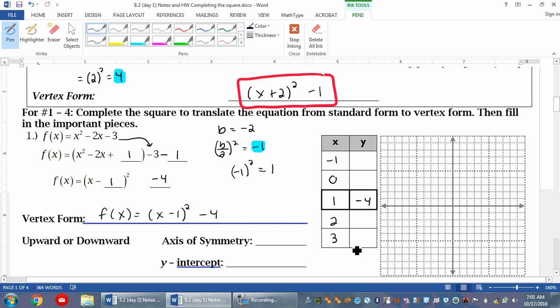I'm going to go ahead and substitute those values in. I'm going to type those values right now. It's going to be 0, negative 3, negative 3, 0. Let's go ahead and plot those points. So it's negative 1, 0, 0, negative 3, 1, negative 4, 2, negative 3, and 3, 0.